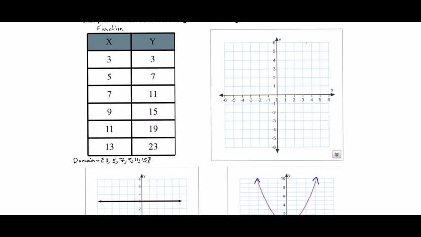And so for our range, we can say the same thing. But remember, the range deals with just the y values that are available to us. So now I'm just going to list all my y values, and I'll read them and write them in order: 3, 7, 11, 15, 19, and 23. And there we have our domain and range for our table of values.